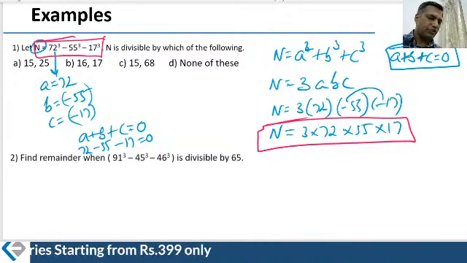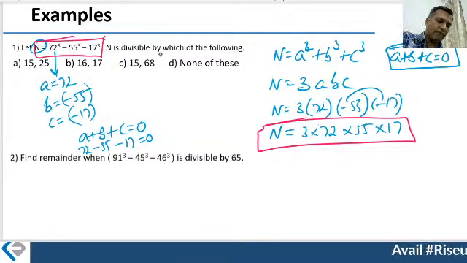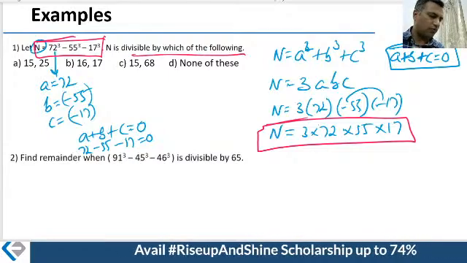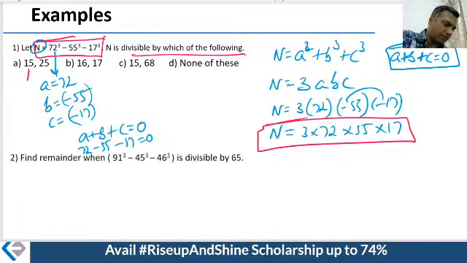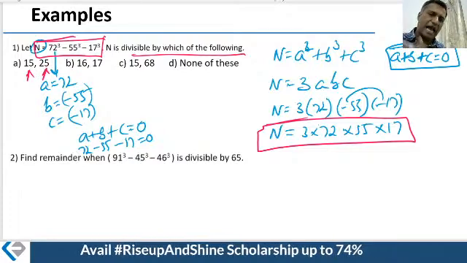Now the question is, n is divisible by which of the following pairs? He says that it is divisible by 15. He's written two terms at a time, 15 and 25. It's divisible by 15 as well as 25.